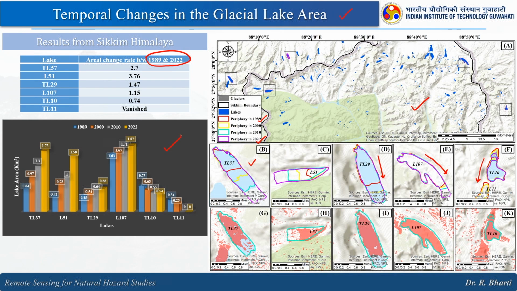This particular graph can be used to analyze which of these lakes are growing rapidly, and here you can see this table, it says TL11. If you refer to my paper, you will understand which one is TL11. The link is given at the end of this lecture. This particular glacial lake has vanished, so it is not always growing. Some of the glaciers are not melting rapidly, some of them are melting. As a result, in the lower reaches you will have the formation or vanishing of glacial lakes, right.